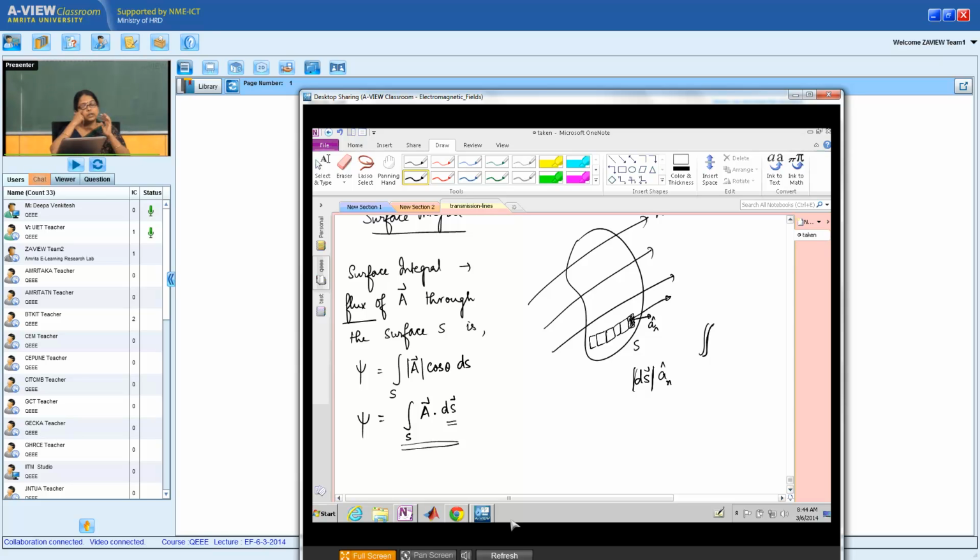Same kind of examples you can work out, but now you have dS, which means you will have two directions, two dimensions. So if the field is in this direction and the area is perpendicular to this, you can imagine that. Let's say I have the field in this direction and my area is vertical, which means my surface normal, AN, is along the direction of my field. My flux is maximum, because the cos theta component is one: AN and vector A are in the same direction. So the flux crossing this surface is large.